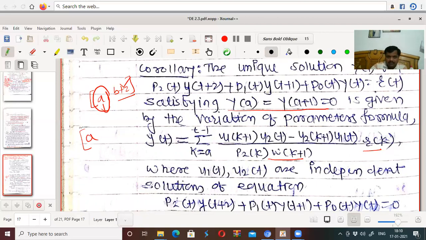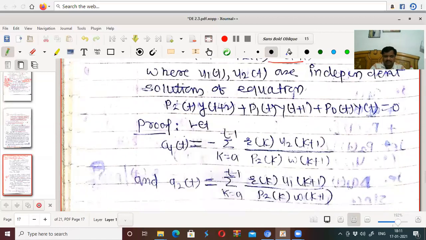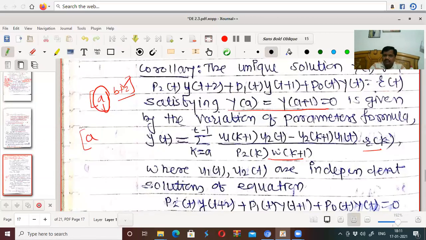So if we know the conditions, then we can find the solution of the initial value problem. As well as, you should know u1 and u2, that is, two linearly independent solutions of the homogeneous equation, where u1 and u2 are independent solutions of the equation. This is the corresponding homogeneous equation. Now we will prove it.